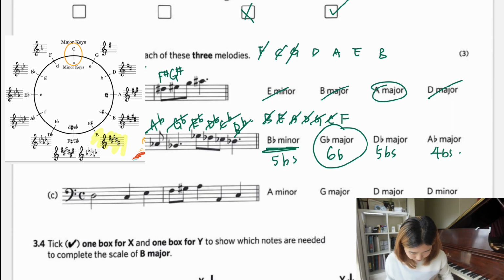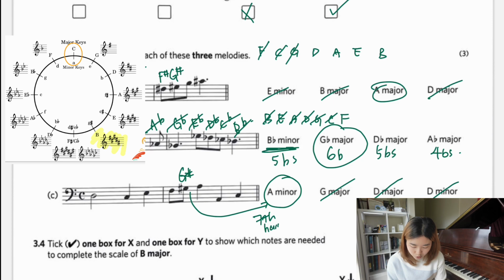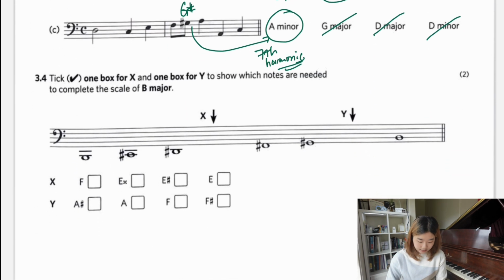Okay, next one. G sharp, only a G sharp. So when we're doing order of sharps, we have F, C before we get going to G. So it might be the seventh note of our minor scales. So G major, we only have F sharp, D major is F, C, D minor, we have one flat, so it won't be the answer. So it should be A minor, and G sharp is the seventh note, which is the harmonic scale. We raise up our seventh notes for ascending and descending.